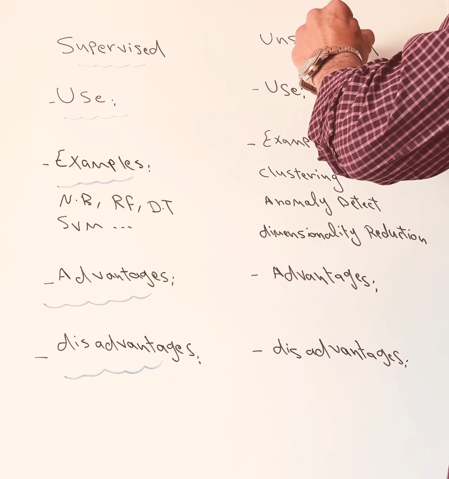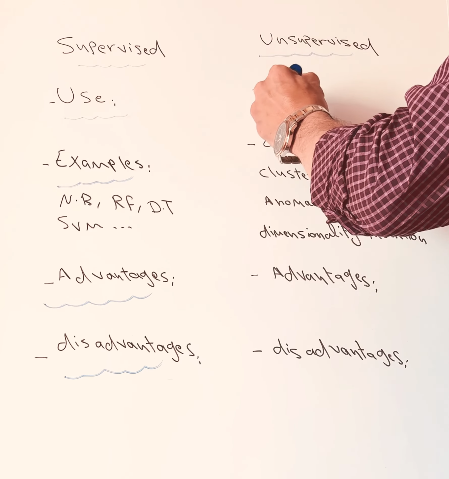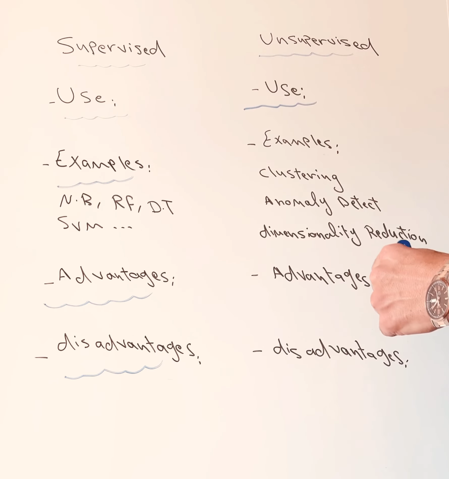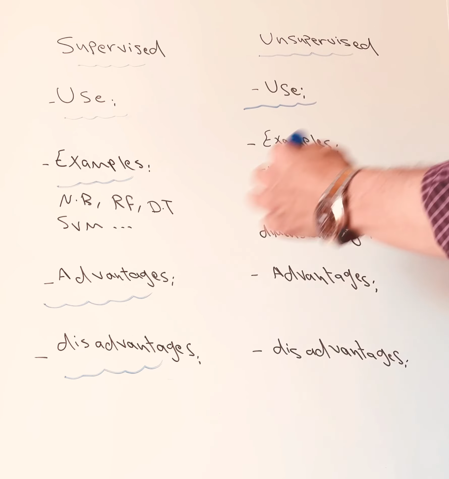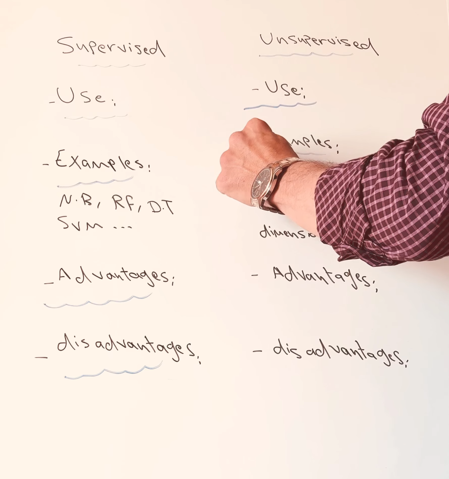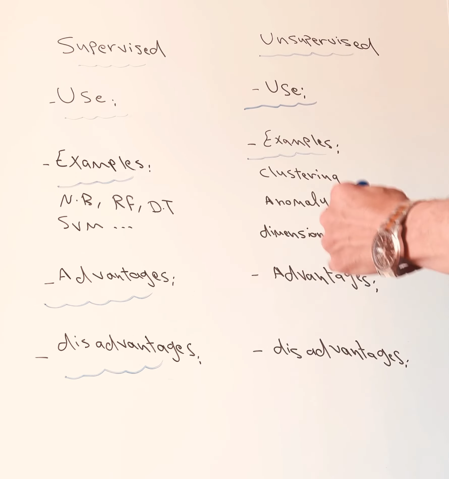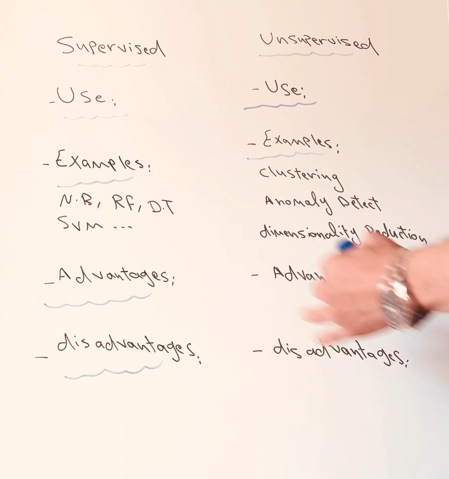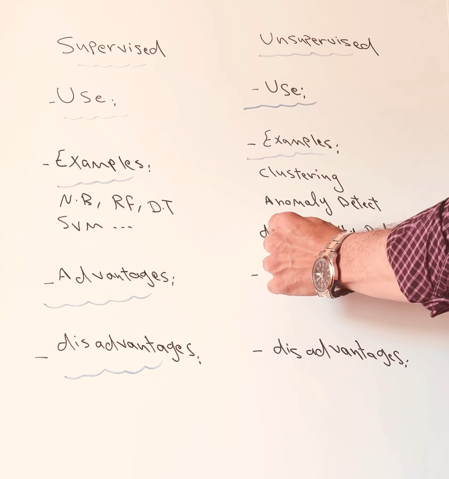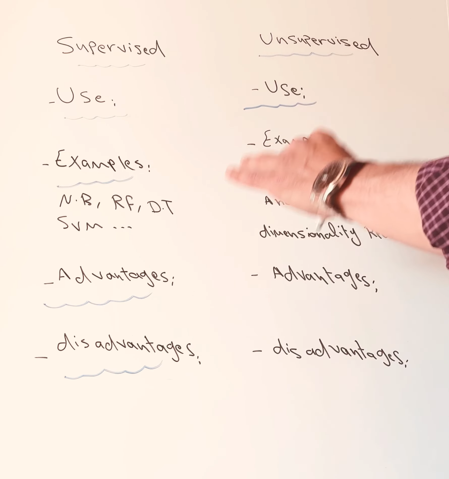On the contrary, unsupervised models use unlabeled data, and we use them to detect hidden patterns, groupings, clusters, and relationships within the dataset. Examples of unsupervised models are clustering, like k-means clustering, to group customers based on their purchase behavior. Anomaly detection, to detect unusual transactions in a huge financial dataset. And also dimensionality reduction, to reduce the number of features in a huge dataset and keep only the most important ones.